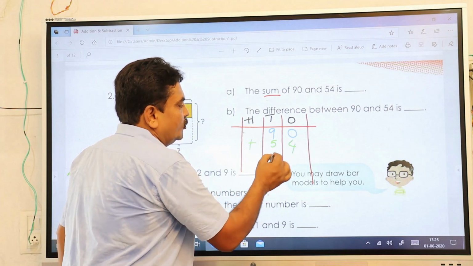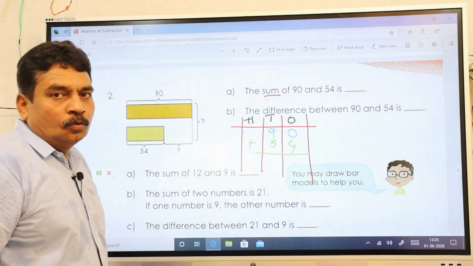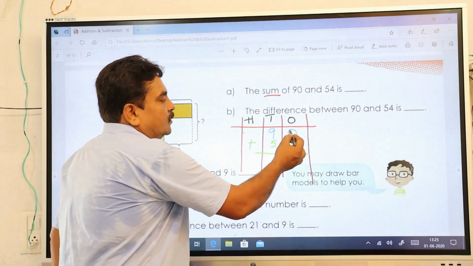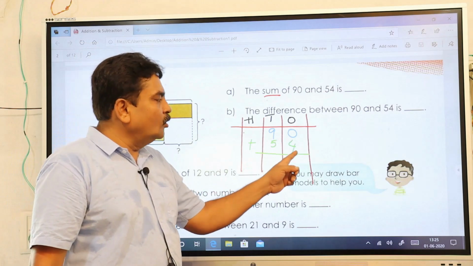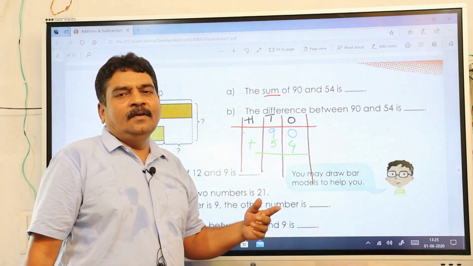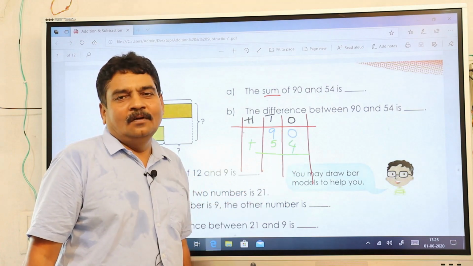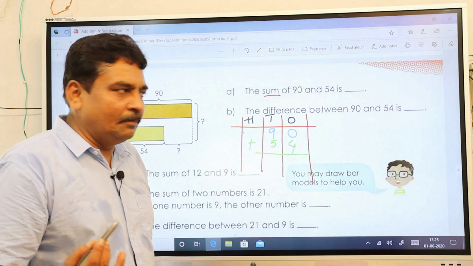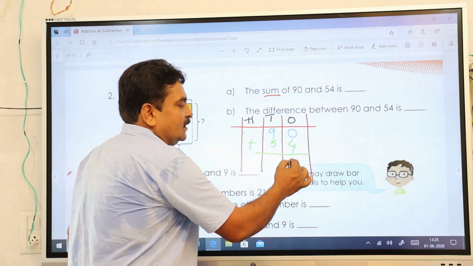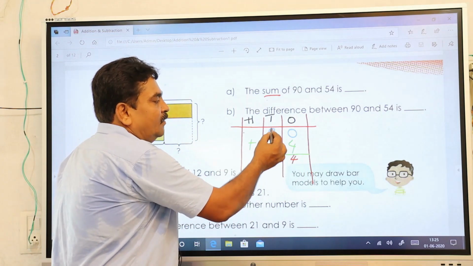If you add these two, what are you going to get here? You are going to get 0 upon 4 there. So add 0 to 4. Whatever value is here, that is 0, you add to 4. When you add 0 to any number, that number remains the same. So you take it as it is, 4, and then 9 and 5.